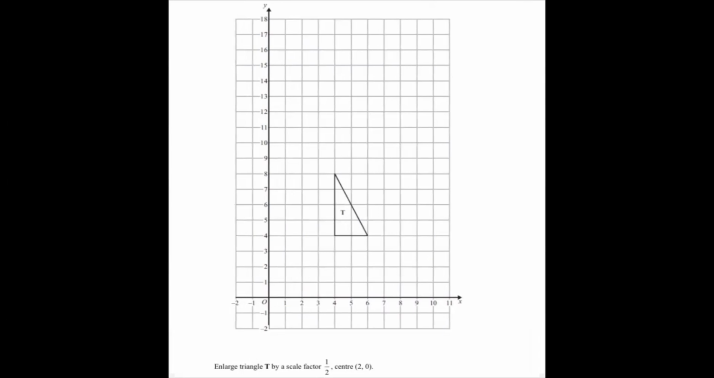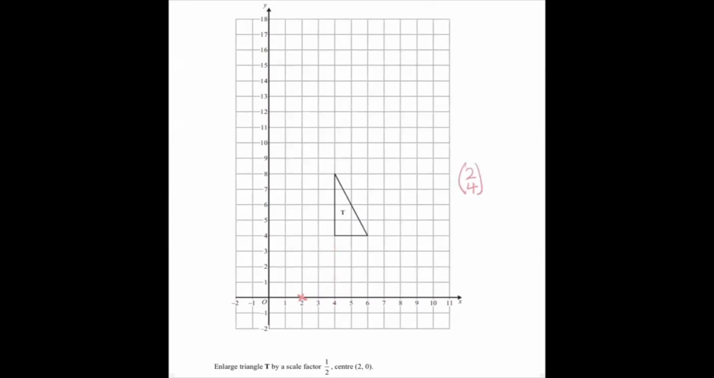Okay, so we've got to enlarge the triangle by a scale factor of half, which means it's just going to be half the size it currently is, using center 2, 0. So 2, 0 is here. Now, for me, I am a massive fan of using vectors for enlargements. So what I'm going to do is work out the vector from my center to the right angle of my triangle, to this corner here. And I would go 2 forward and 4 up. So the vector is 2, 4.